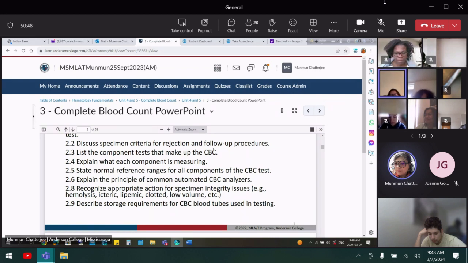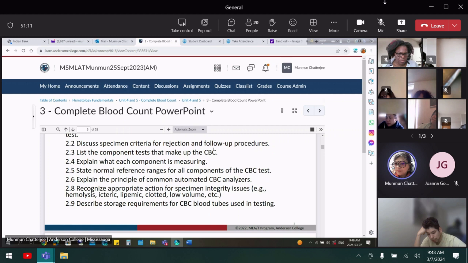PCV, packed cell volume. Yes, PCV. What else? MCV, the mean corpuscular volume. And also the MCH.